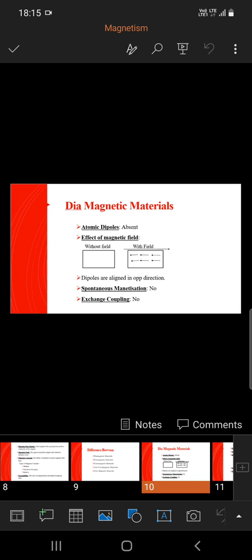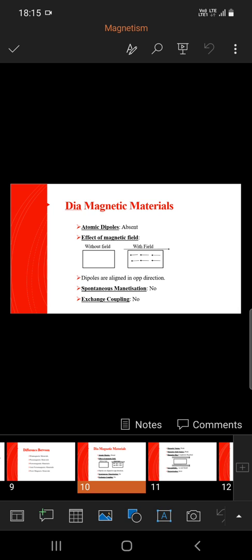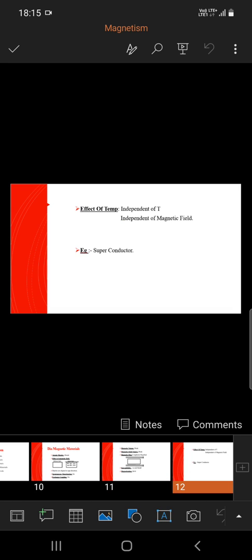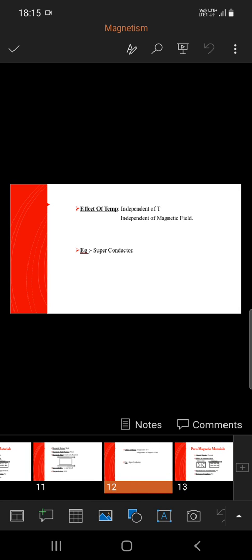Spontaneous magnetism, no. Exchange coupling, no. Magnetic nature, weak. Magnetic field nature, weak. And magnetic flux, completely repelled. The susceptibility is negative and small. Magnetism M is equal to 0. Effect of temperature: independent of T, independent of magnetic field. Example for this condition is superconductor.